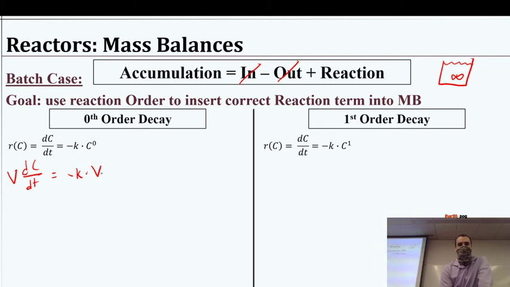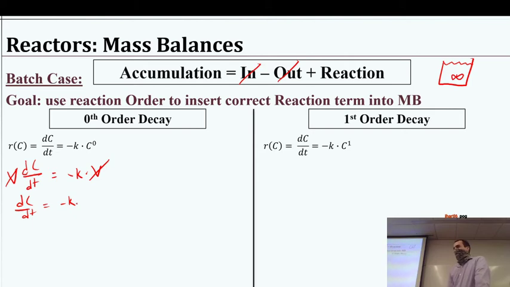So I'm going to multiply it by the volume here, really just multiplying both sides by the volume. Since we have no other inputs or outputs, and we've already written it as this, the accumulation rate is essentially equal to the reaction rate. This is all it is. This is our full mass balance. And so in order to start solving it, we can simplify and say, okay, the volume terms go away. And effectively, we're left with dC/dt is equal to negative K.